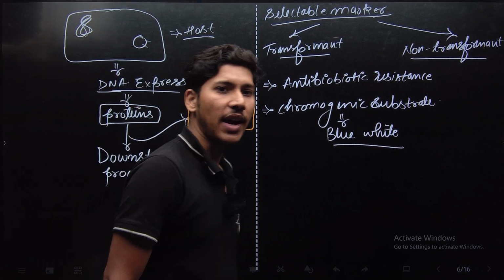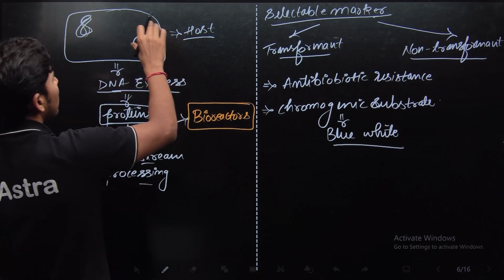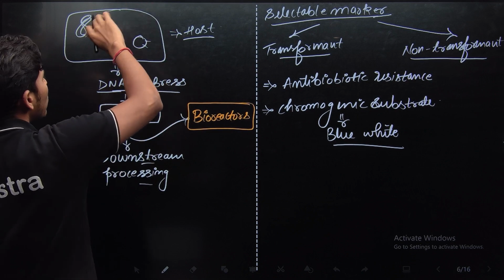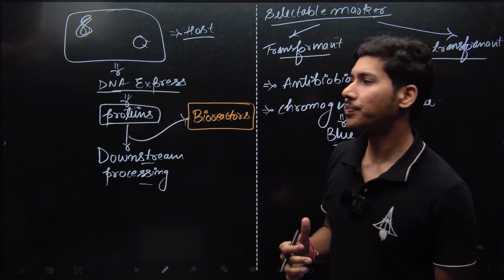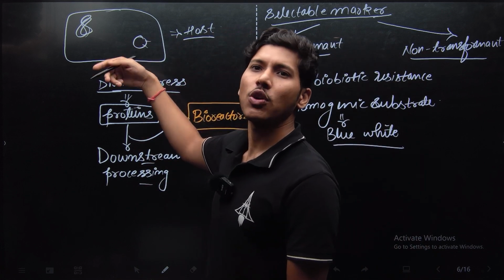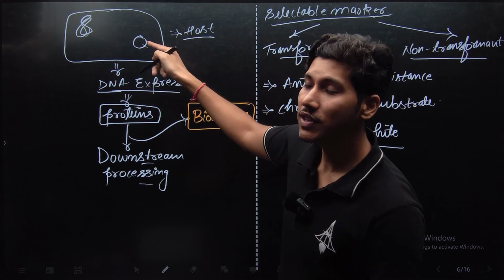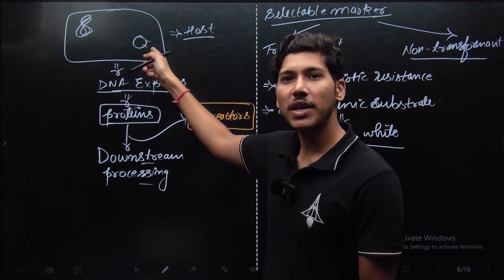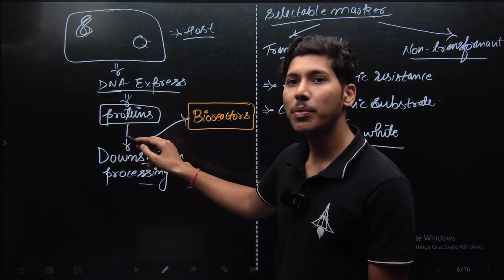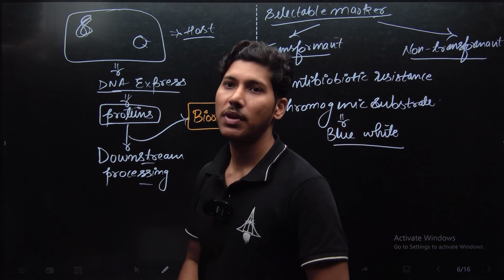Now let's move ahead and see what happens next. Once we have inserted our plasmid of interest inside a host, this plasmid, which is autonomously replicating DNA, starts to express itself, and once it starts to express itself, it will also express our gene of interest. So it will produce a protein of our interest that we will purify using downstream processing, and hence we can market it as per our need.